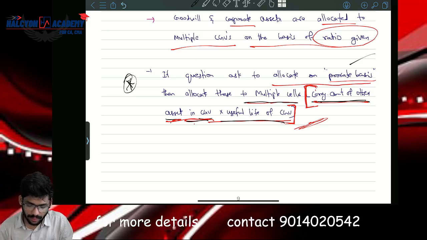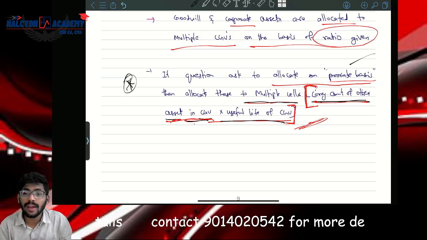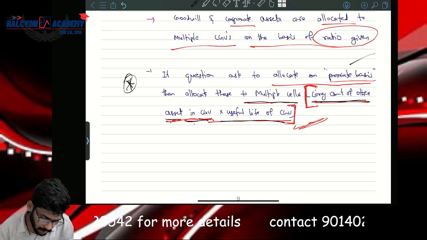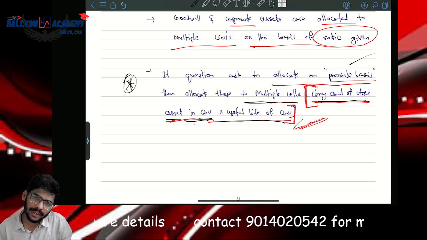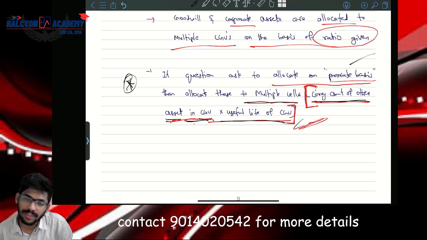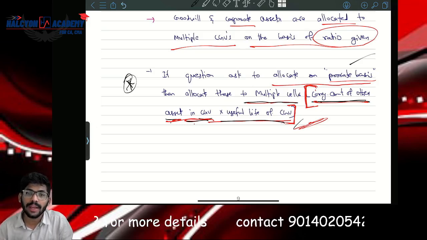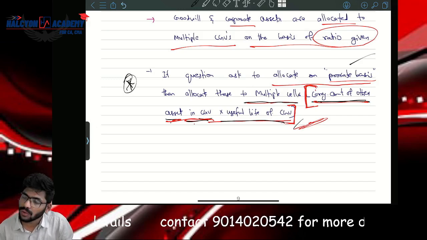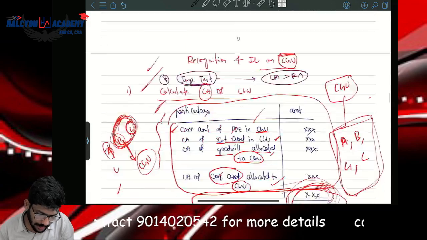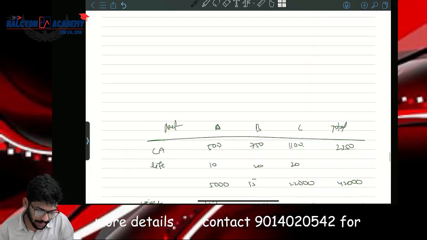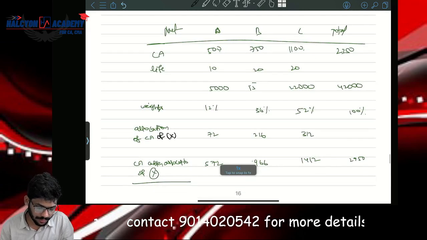Are you getting my point? You should take the carrying amount of the asset in the CGU into the useful life of the CGU. That's it. We have A, B, C. A has some carrying amount, B has some carrying amount, C has some carrying amount. You have to multiply each by the useful life. Clear? Yes, come to the question. You can easily solve this question.